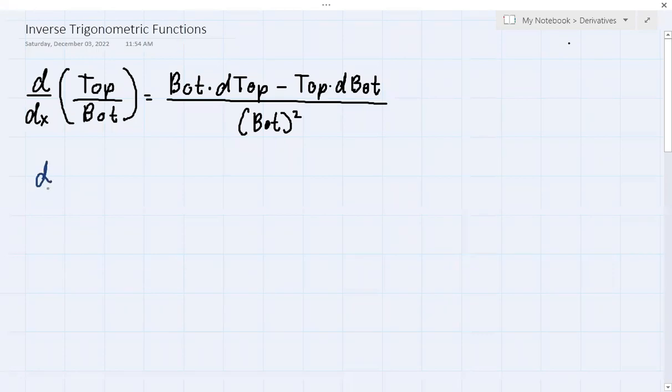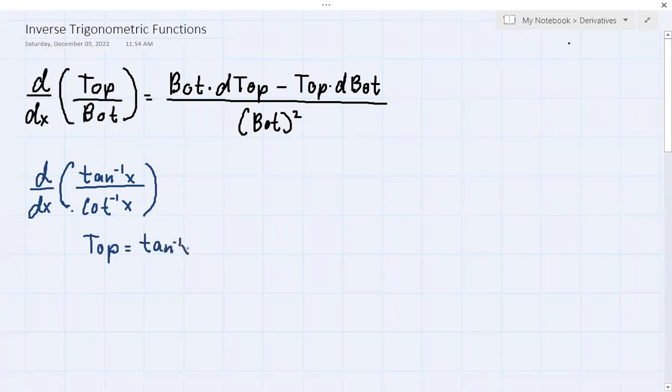So we have this derivative of arctangent all over arccotangent. So once again, on the top, we have arctangent, and on the bottom, we have arccotangent. So kunin natin yung derivative ng dalawa. So derivative ng top. So ang derivative ng arctangent, that would be 1 all over 1 plus x squared.